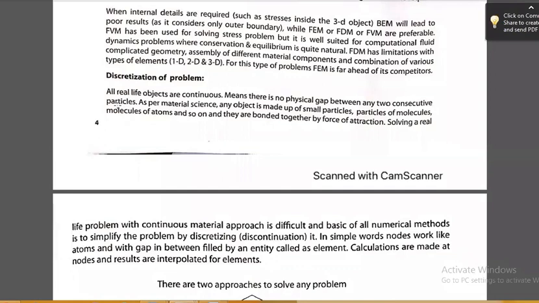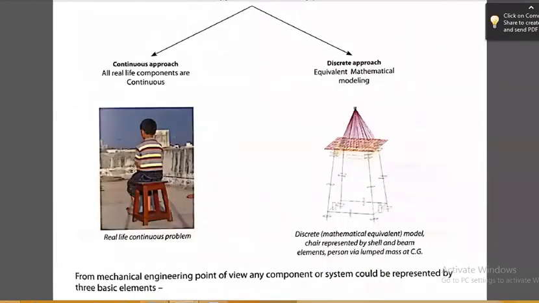So our new technique, finite element analysis or any numerical method, needs a discrete approach. Discrete means we are going to break this continuous model into a number of finite elements. Let us see. Look, this is your real life problem and this is your discrete problem. We are converting our real life problem into a discrete problem. The weight of this boy is considered a mass distributed over this chair, represented by a simple point, the center of gravity point, at which this mass is acting.